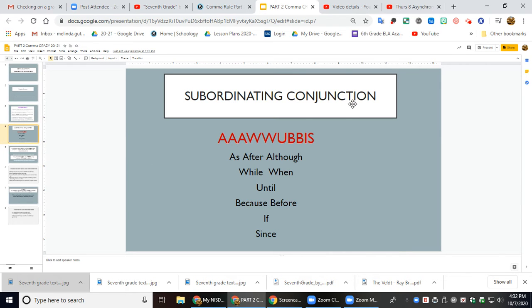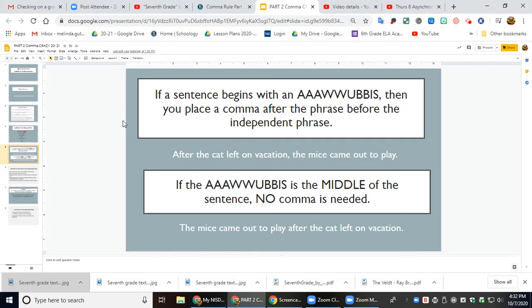So these are subordinating conjunctions, and a mnemonic device to help you would be AAAWWUBBIS. So you're just going to have to study these and memorize them. The three A's are as, after, although; the two W's are while and when; then until, because, before, if, and since. So the rule states that if a sentence begins with an AAAWWUBBIS, then you must place a comma after the phrase before the independent clause.